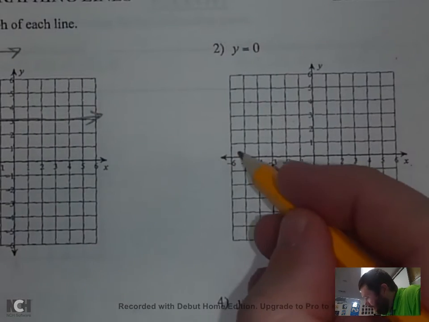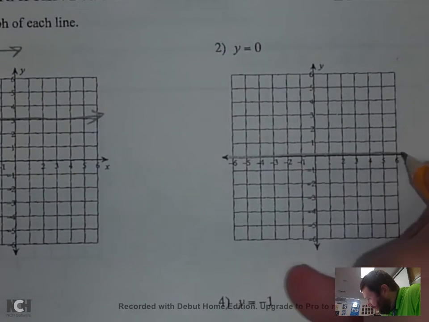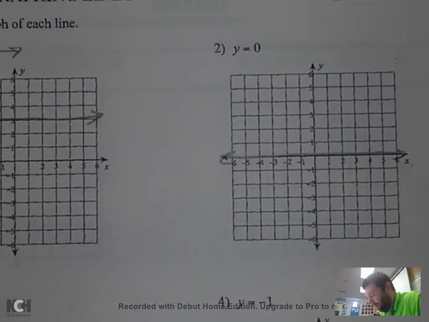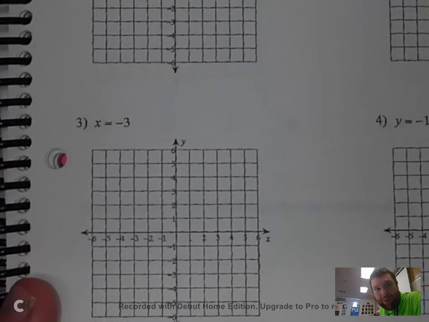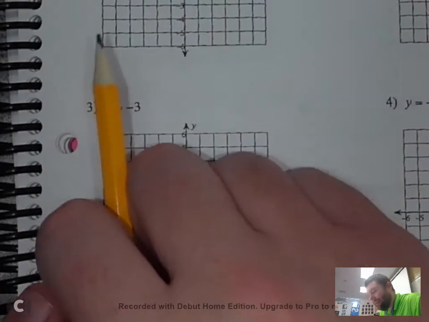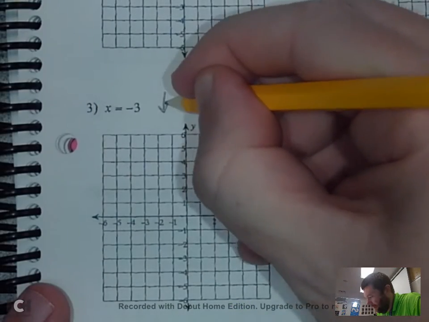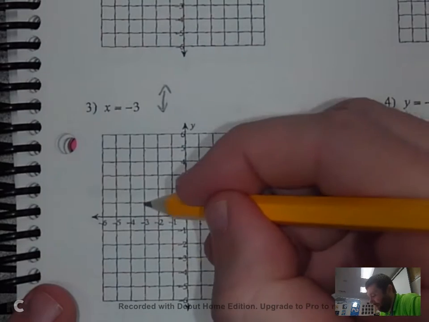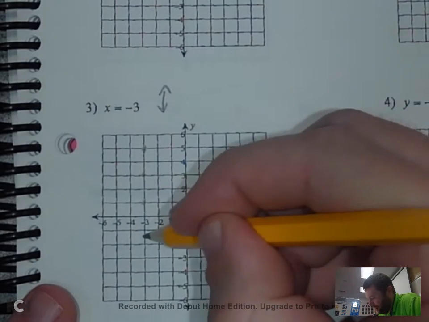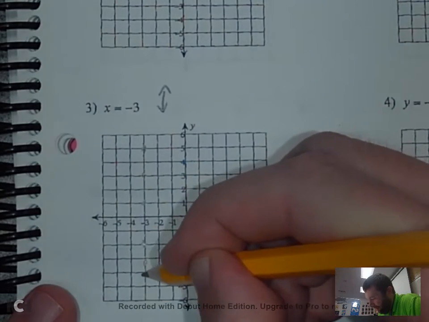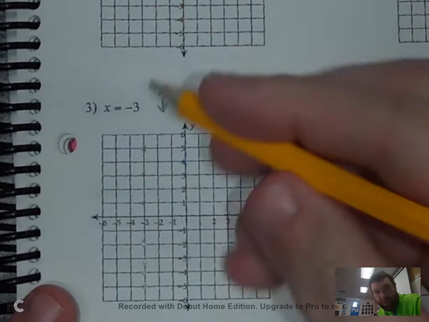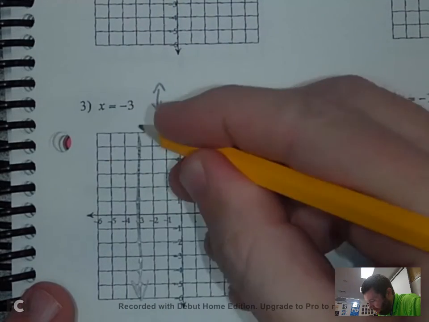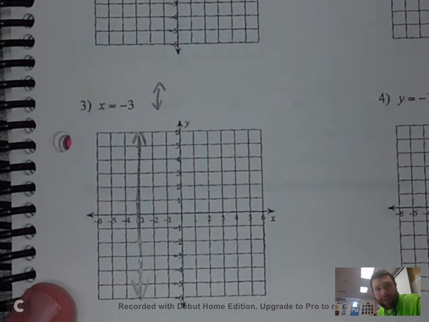So y equals 0, that's just the x-axis right there, okay? So horizontal line just right there. If it's x equals some number, there's no y, that's the vertical line. So this is the vertical line. So again, it's like saying x is always equal to -3. If x is always equal to -3, look at all of these points that have an x value of -3. If you connect them all together, it just forms a vertical line right there at -3 on the x-axis.